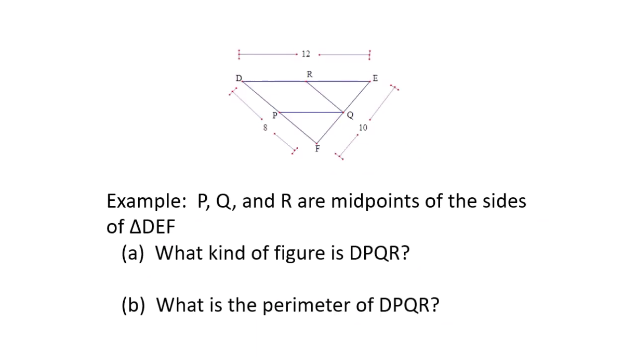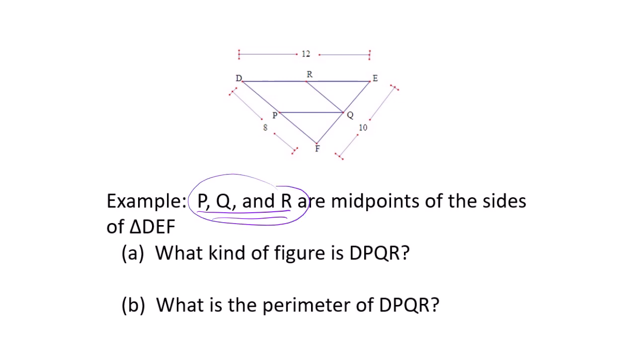All right, so this example is going to let us put the triangle midsegment theorem into practice. We're given that P, Q, and R are midpoints of the sides of triangle DEF. Let's start there, and before we answer these questions, let's figure out what we know just from knowing that these are midpoints.